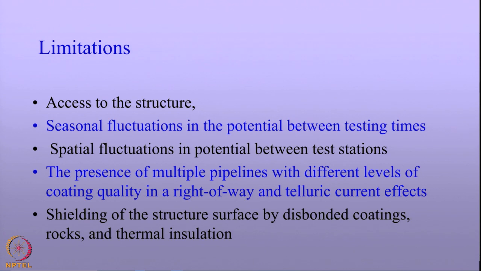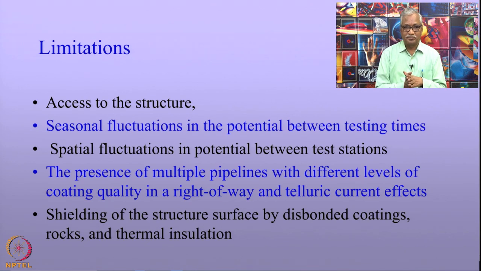Well, there are some other disadvantages apart from synchronizing the various stations: the access to structures, sometimes the seasonal fluctuations in the potential between the testing times, spatial fluctuations in potential between test stations, the presence of multiple pipelines, as I told you, you need to disengage them during cathodic protection, and sometimes you may be having problems with the disbonded coatings. They shield the current, so the pipeline does not receive the current, and so there can be problems.